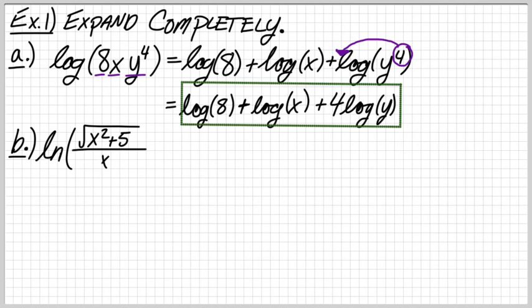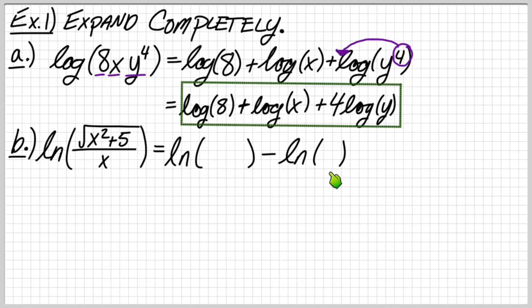And then part B. The ln, the natural log of this quotient here, square root of x squared plus 5 over x. So don't forget, the ln is just a fancy way to say log base e. So it's a log just like any other logarithm. So the same exact rules apply. And since we've got a quotient, I'm going to start by breaking these up into a subtraction of 2 logs, the difference of 2 logs. So that's the ln of the top part minus the ln of the bottom part, right?